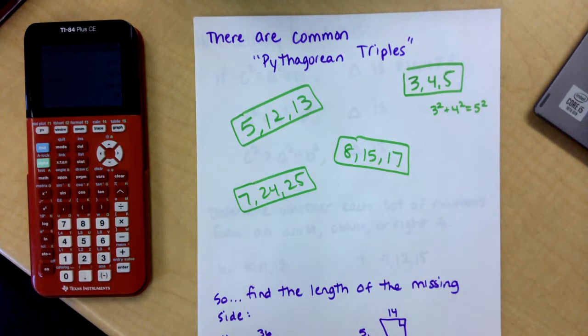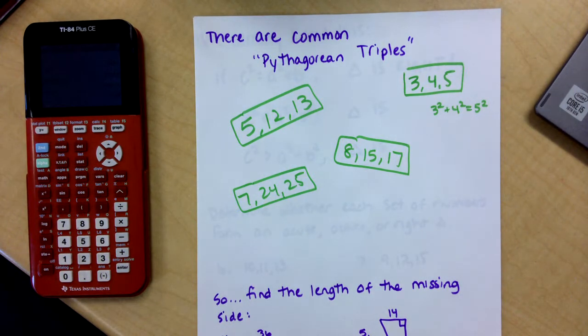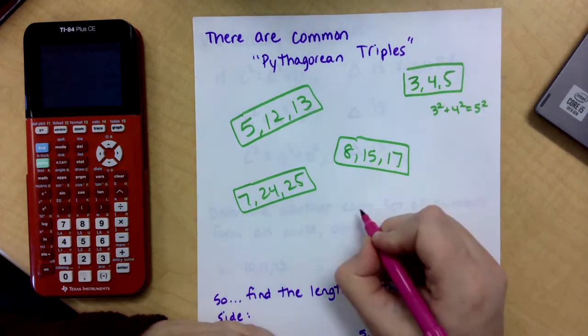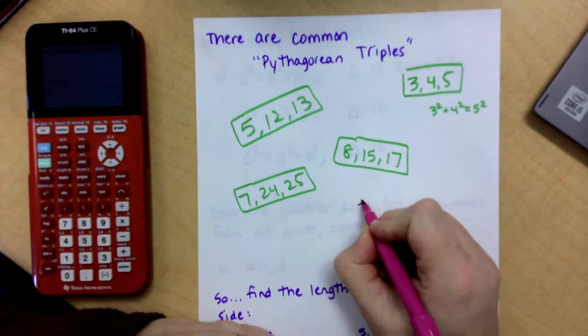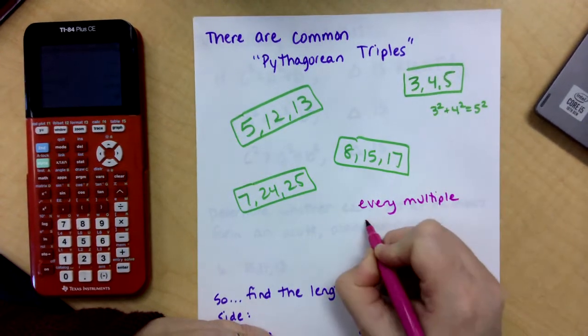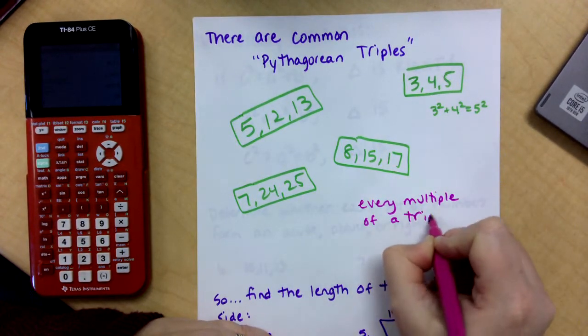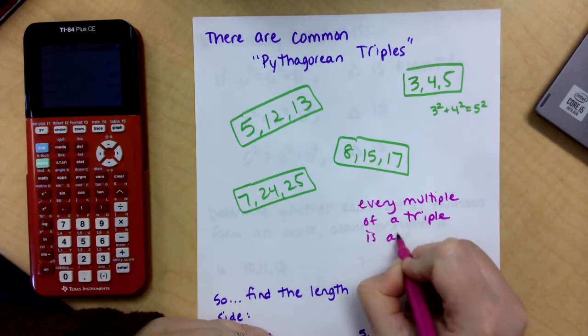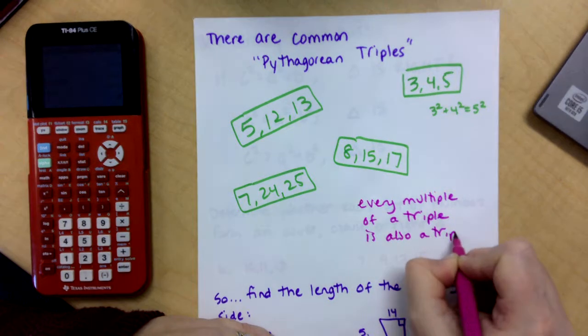These are probably the 4 most common, but what's pretty great about these, if you remember them, now you're not going to fall apart miserably if you don't remember them, because you can always plug numbers back into the Pythagorean theorem and solve it that way. But if you remember these triples, then you also know a whole lot more triples, because every multiple of a triple is also a triple.